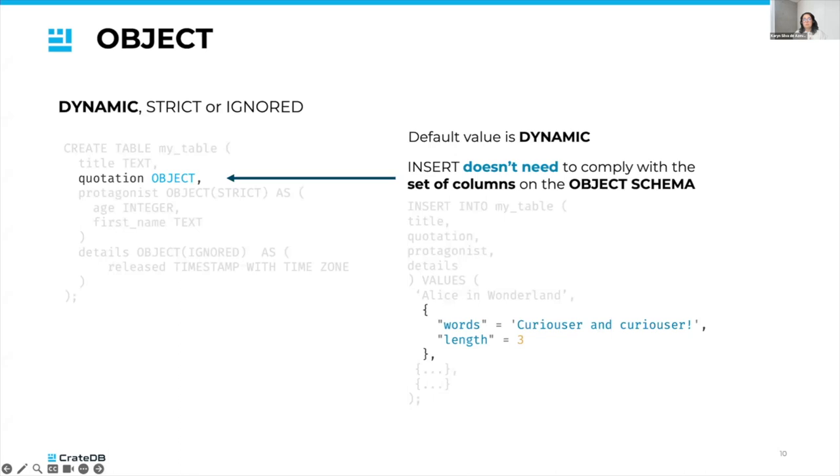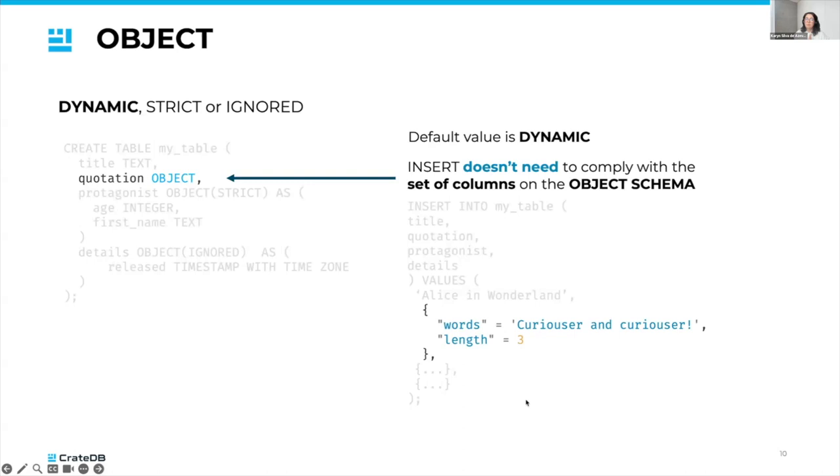In this case here, we have this insert that refers to words as one of the columns and length as another column. So once you run this insert, you see that the column definition will be changed to those two columns there, and the data types will be inferred from the insert. Okay, sounds great.